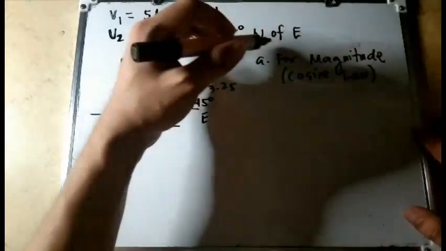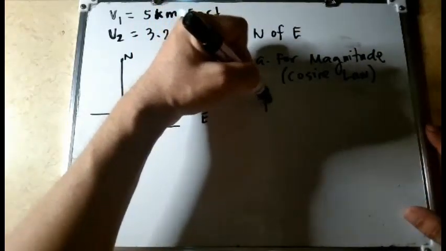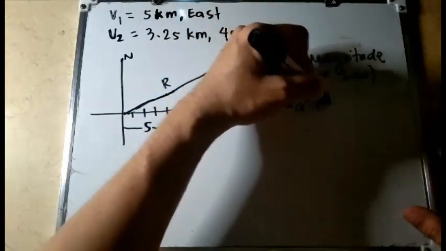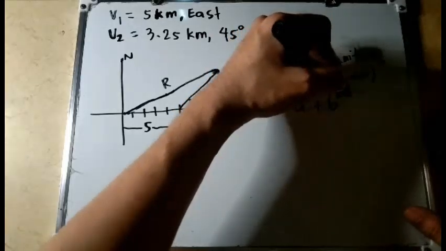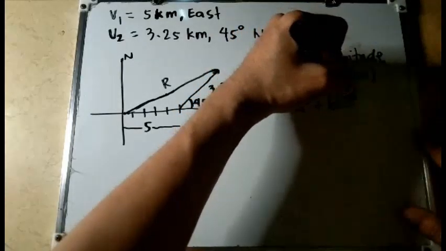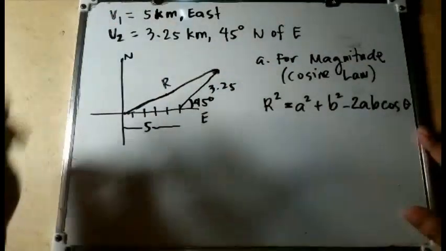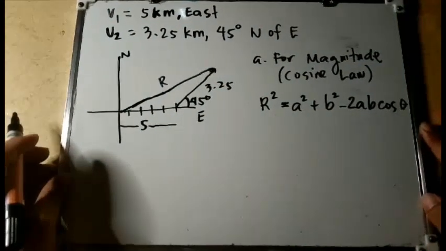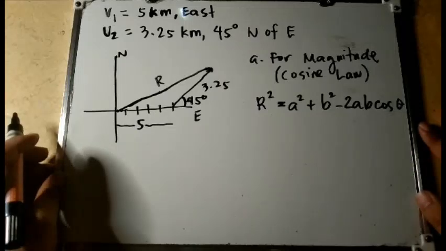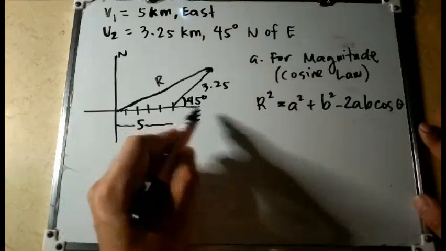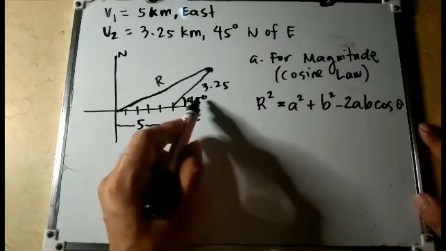Okay, ano ba yung cosine law natin? We have r squared is equal to a squared plus b squared minus 2ab cosine theta. Okay? So, nasaan ba yung theta dyan? Okay. So, kikita nyo yung 45 degrees, nasa labas na siya ng triangle.